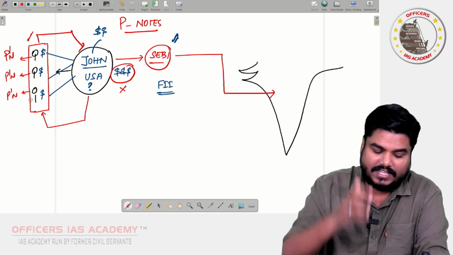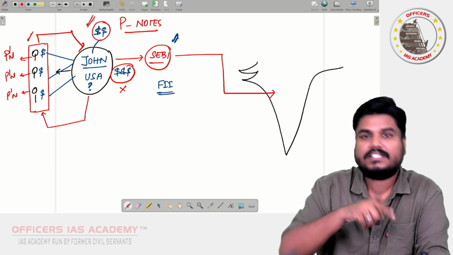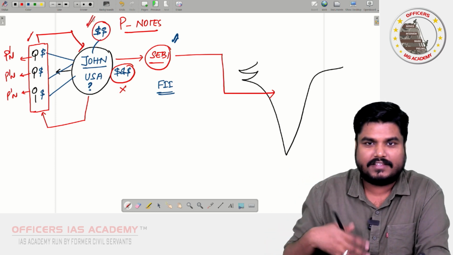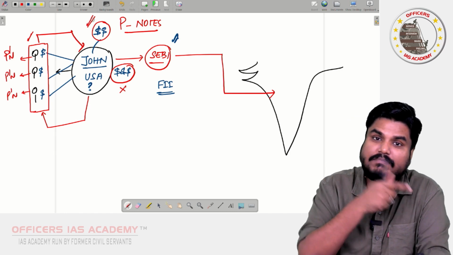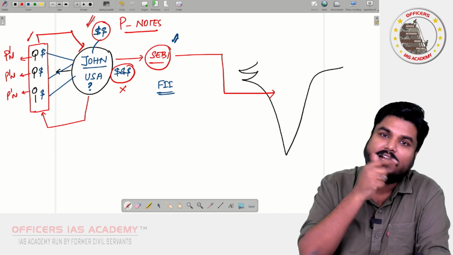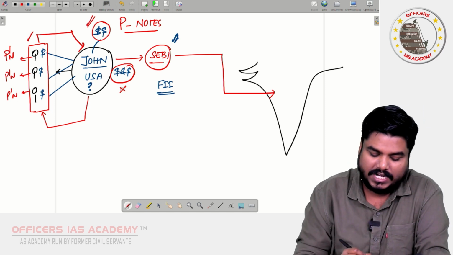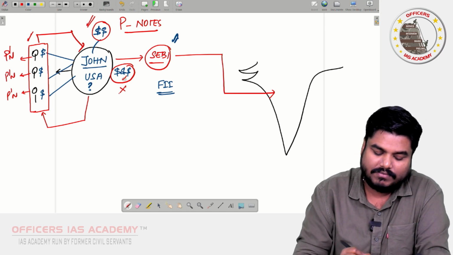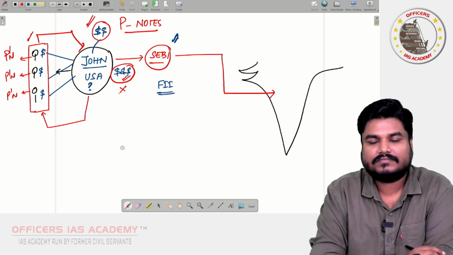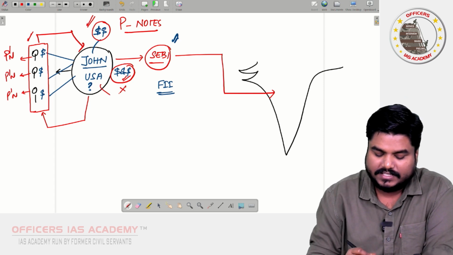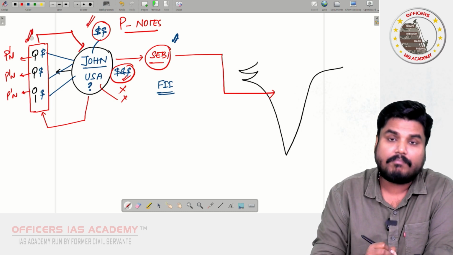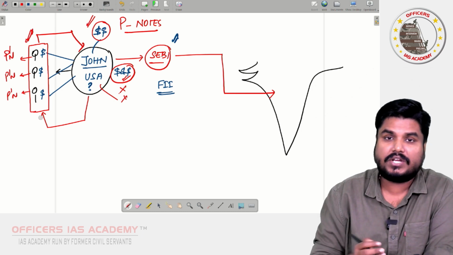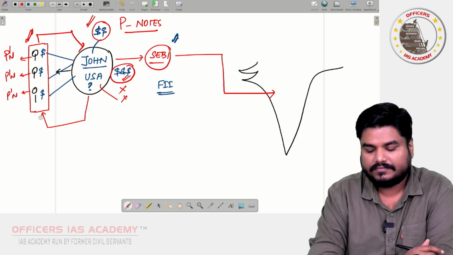So in the previous case, John was investing his own money, but in the second case, John is getting the money from the participatory note holders. The participatory note holders, they give the money to John, and that money is what is invested in India. So the real investor is not John. The real investor is the P note holders. The participatory note holders are the real investors.